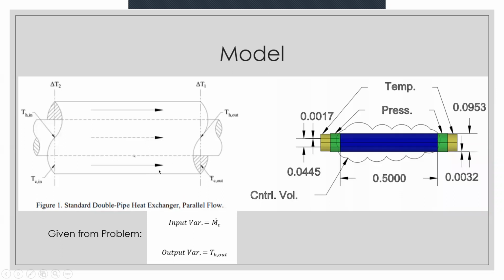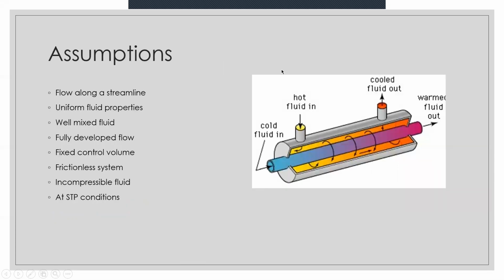Like I said, it's a parallel flow heat exchanger. And here we have a dimensioned model on the side with the clouded control volume. Now, the thing to note is that most of the dimensions on the problem were given in inches. Here, I have already converted them to meters. According to the problem, our input variable is the mass flow rate of the cold side, and our output variable is the hot side outlet temperature.